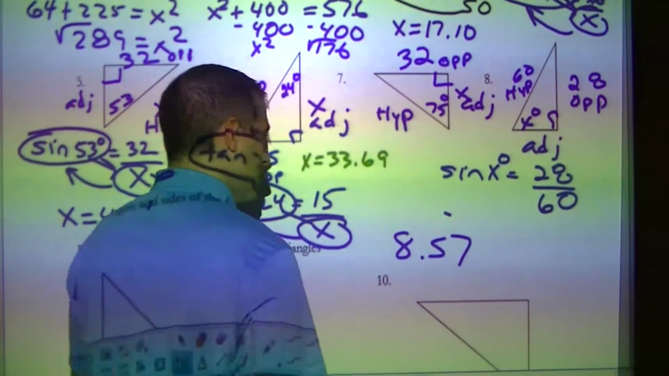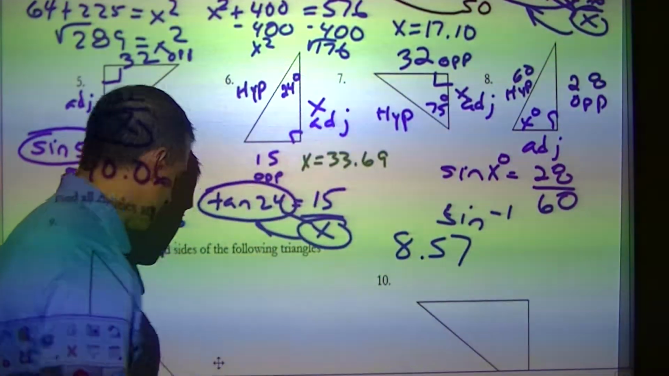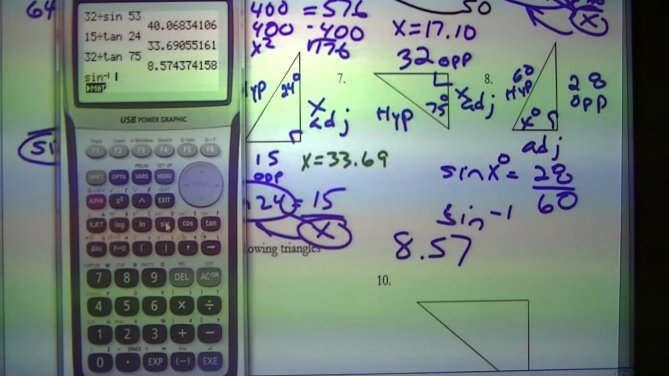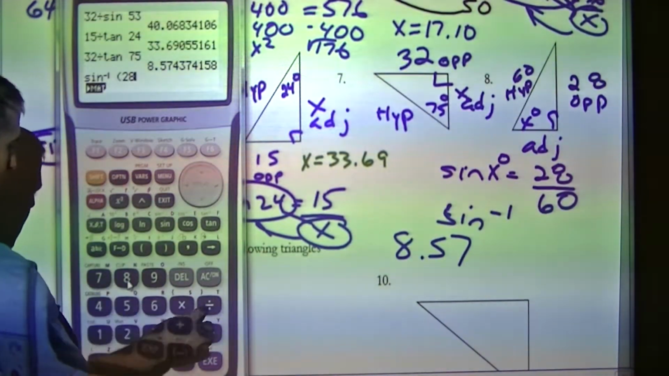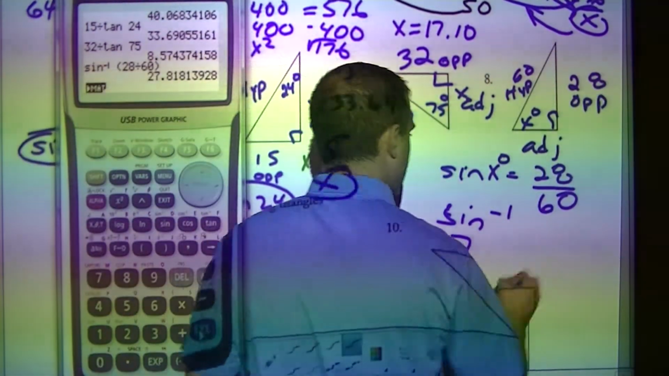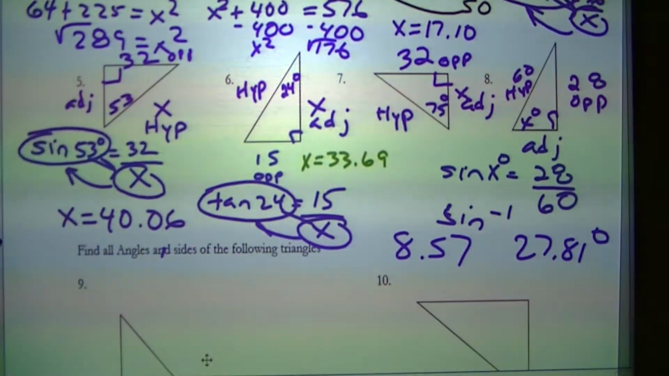Now, in order to calculate this one, I'm going to do an inverse. If you notice above sine, there's a -1. So I shift that, put parentheses around your fraction, just like we always do. And that gives you 27.81 degrees. Moving on.